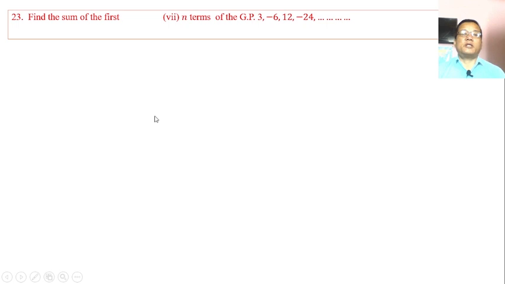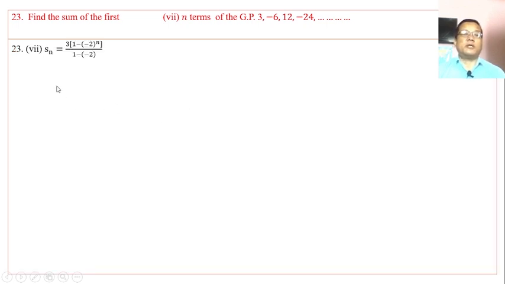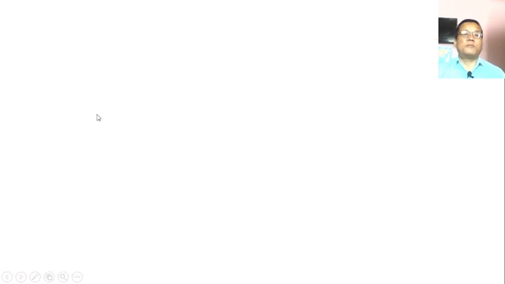Roman number 7, N terms of this GP. In the question, Sn is equal to the first term 3 times 1 minus R to the power N over 1 minus R, where R is minus 2. Using the formula and simplifying, we get the sum.